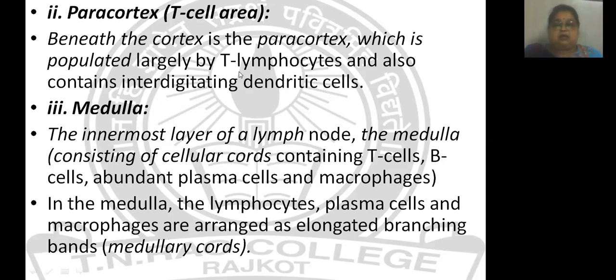The third part is the medulla, which is the innermost part of the lymph node. It consists mostly of cellular cords containing T cells, B cells, abundant plasma cells and macrophages, meaning the immunoreactive cells are found in the medulla. In the medulla, the lymphocytes, plasma cells, and macrophages are arranged into a specialized structure, an elongated branching band, called the medullary cord, which is easily identified in histological sections.